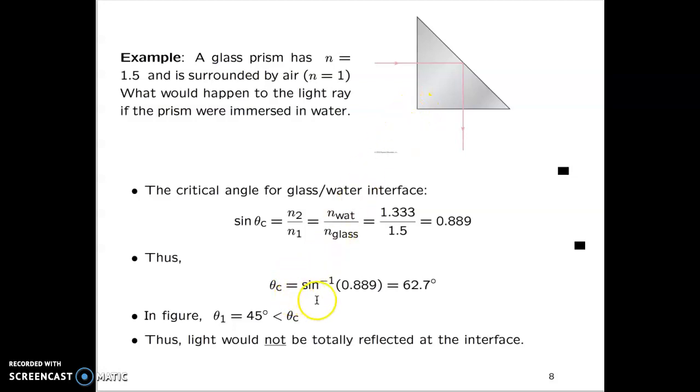And we have just calculated, however, that the critical angle is 62.7 degrees. Because the angle of incidence is less than the critical angle, remember how that was defined, your conclusion is the light will not be totally reflected at the interface. If the angle of incidence, the angle between this line and this line, were greater than the critical angle, then you would get total internal reflection, but that's not what we have here.